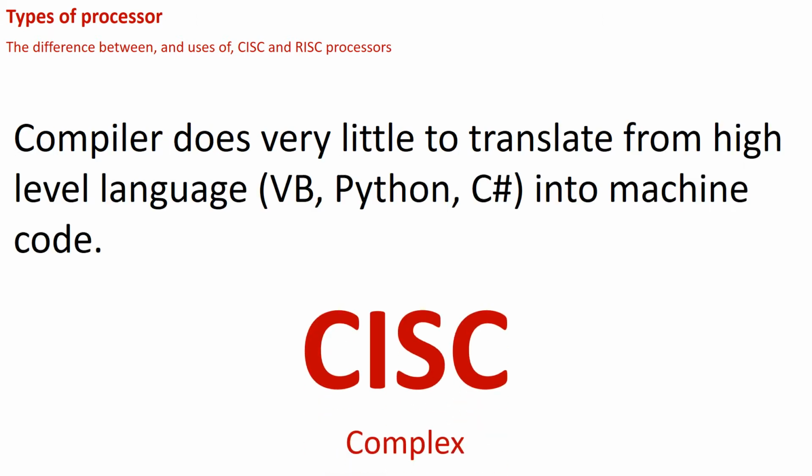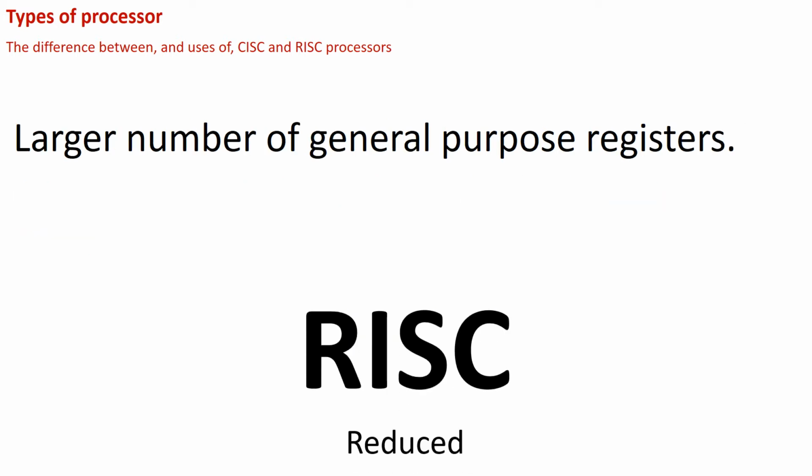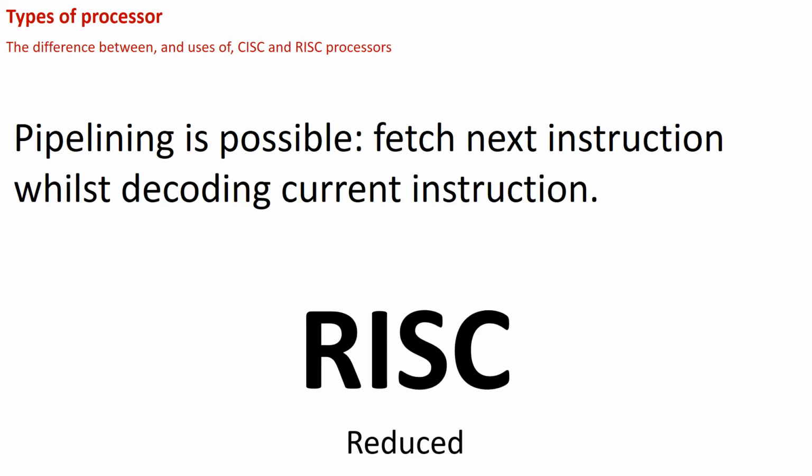The compiler is going to do very little to translate from a high-level language into machine code. Write what you think it is. The correct answer would be CISC. There are a larger number of general-purpose registers. The answer would be RISC. Pipelining is possible, fetching the next instructions, remember, whilst decoding the current instructions and executing them.